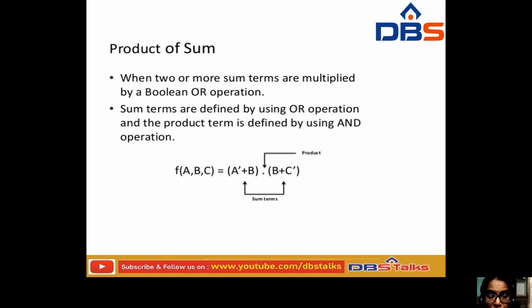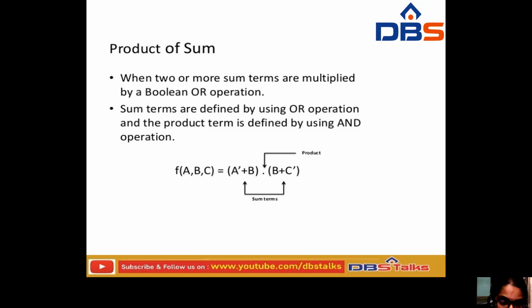Whenever you are going to perform these two things, whatever you have to keep in mind is that we should have at least more than one variable. Why? Because if we have more than one variable, then only we can easily perform the addition or multiplication operations. When two or more sum terms are multiplied by a Boolean operation, the sum of the terms is defined by using the OR operation, and here the product is defined by using the AND operation.